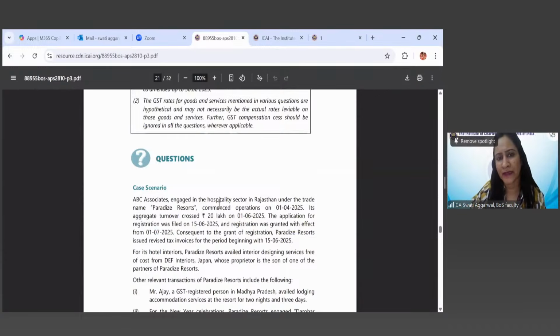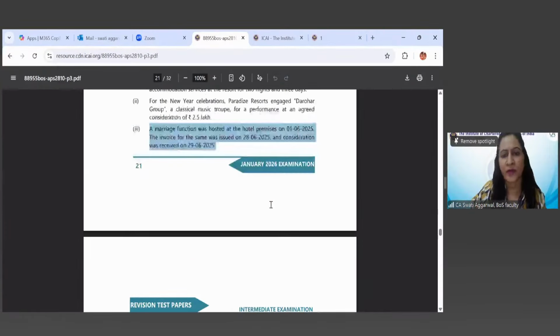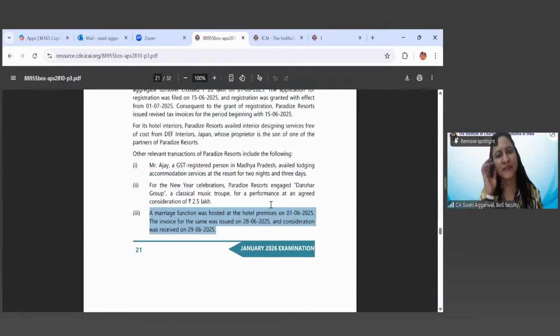Where is the resort? Hospitality sector in Rajasthan. Resort is in Rajasthan and Mr. Ajay is from Madhya Pradesh. So what will be the place of supply?